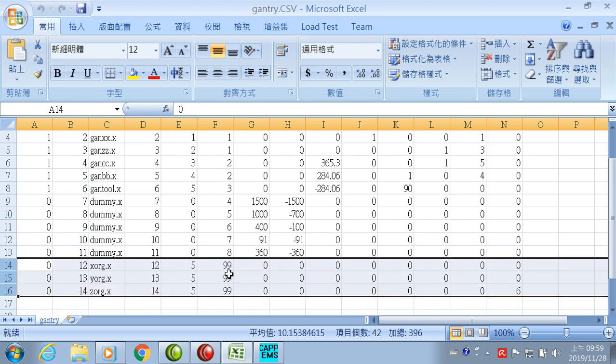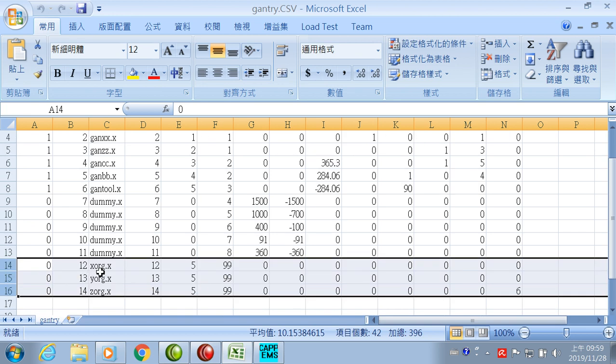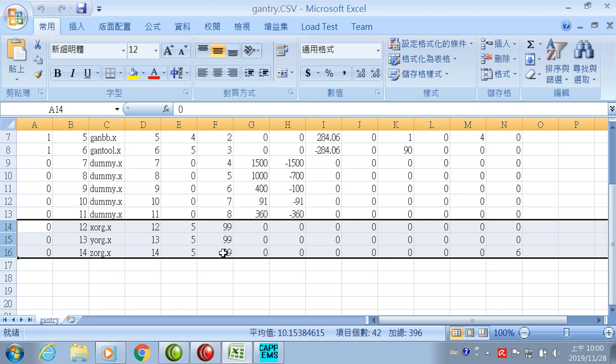Translocate using 99 means we can use the original XYZ RGB. The program will automatically set RGB arrows to the TCP points by setting attached to 5, the same object as the tool, and the translocate give 99.